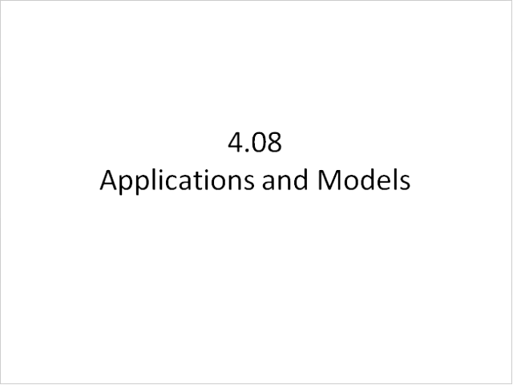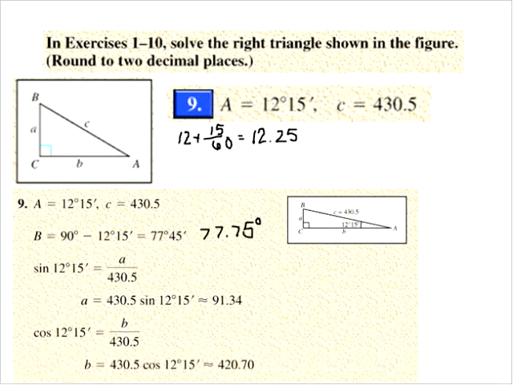This recording is to help you with lesson 4.08, which is your applications and models. So we're going to start out by solving a right triangle with the pictures drawn here. What I'm going to do is change these so they're decimals instead of minutes. So 12 degrees 15 minutes, that's 12 plus 15 over 60. 15 over 60 as a decimal is 0.25. So I'm going to use 12.25 in my calculator from here on out.